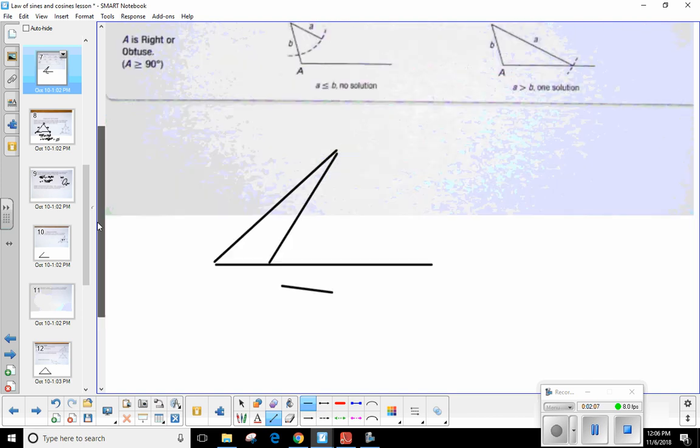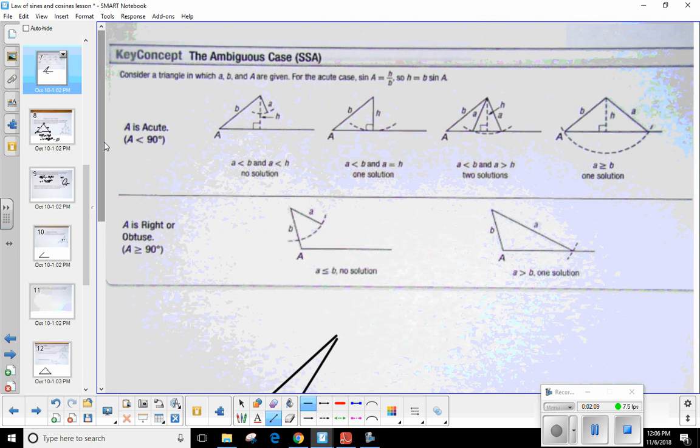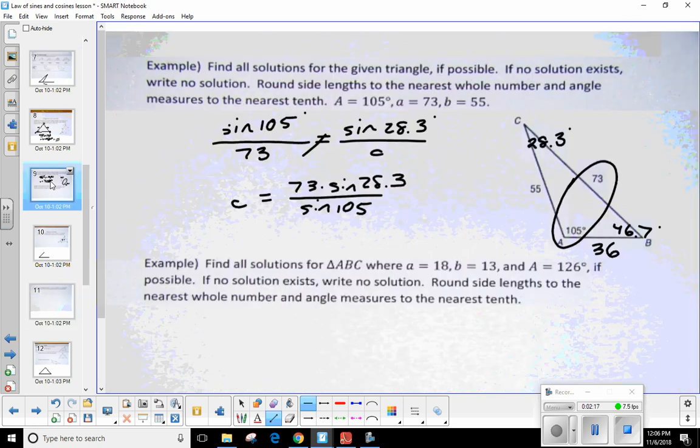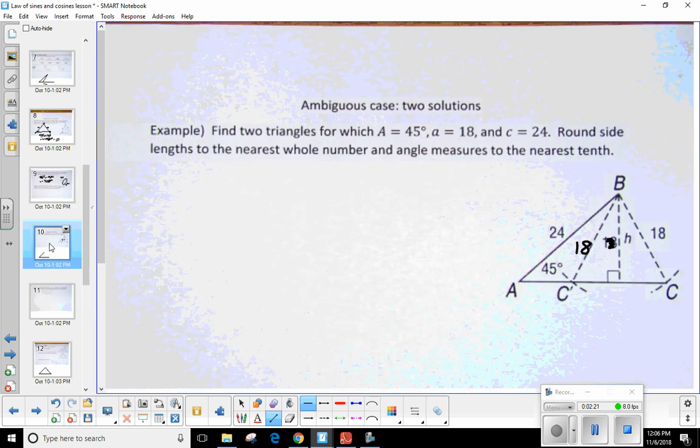Now, let me get you right to an example. Let's see what you guys think. Here's the first one, because I believe we already worked a few of these together. We saw one where there was no solution. We saw one where there was one solution. And then we got this one right here. So here's the first example. It says find two triangles for which A equals 45 degrees, side a is 18, and side c is 24.